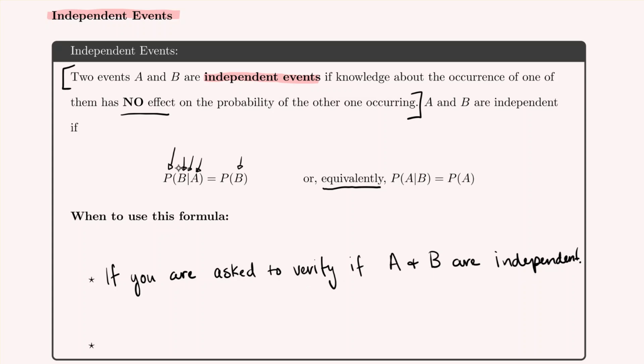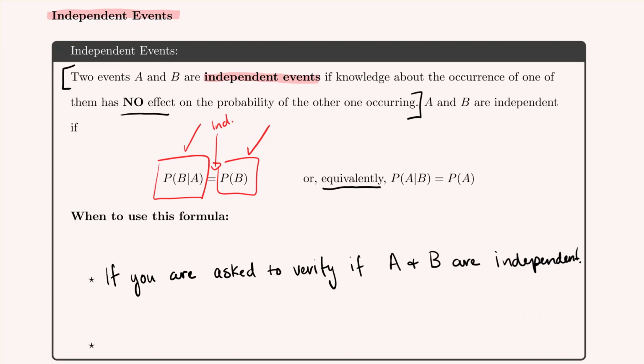So if you are asked to verify that A and B are independent events, all you have to do is first calculate the probability of B. Then calculate the probability of B given A, and if they are equal, you know they're independent. So calculate the first thing, calculate the second thing. If they're equal, it's guaranteed to be independent by this mathematical idea.